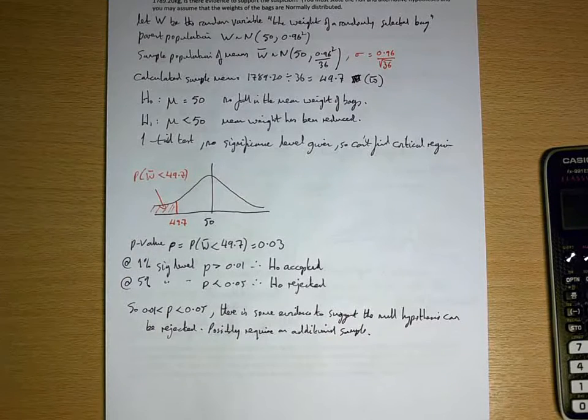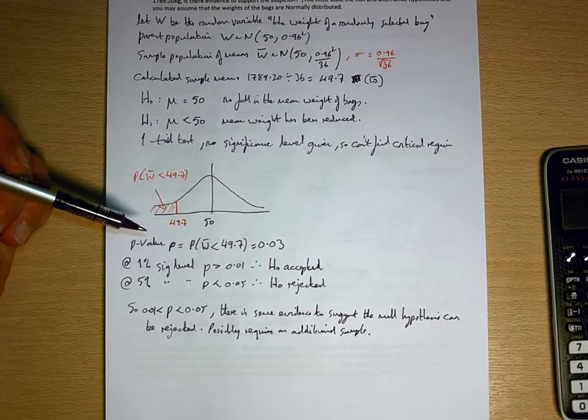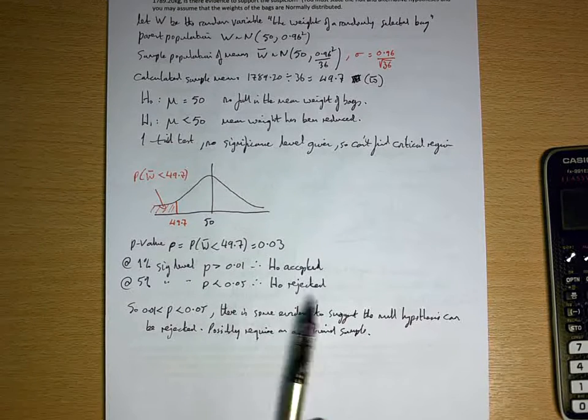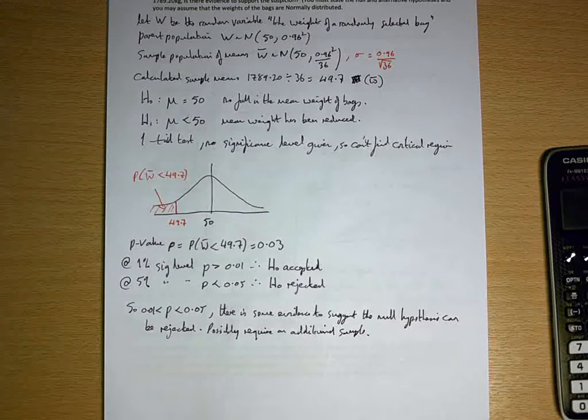More often than not, they're going to tell you what that significance level is, but if they don't, then it's forcing you to use that p-value and measuring the strength relative to a 1% and a 5% significance level.